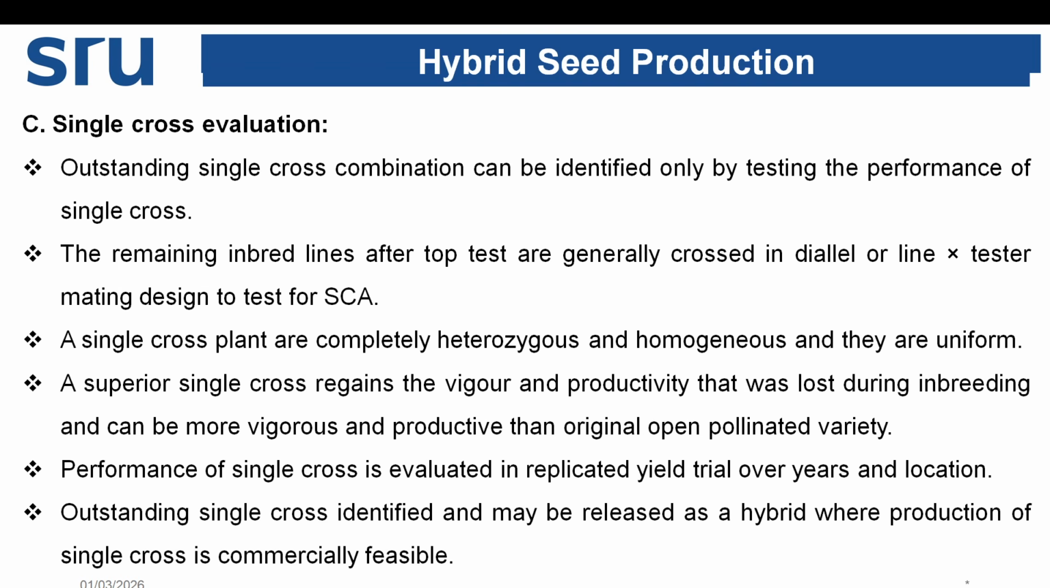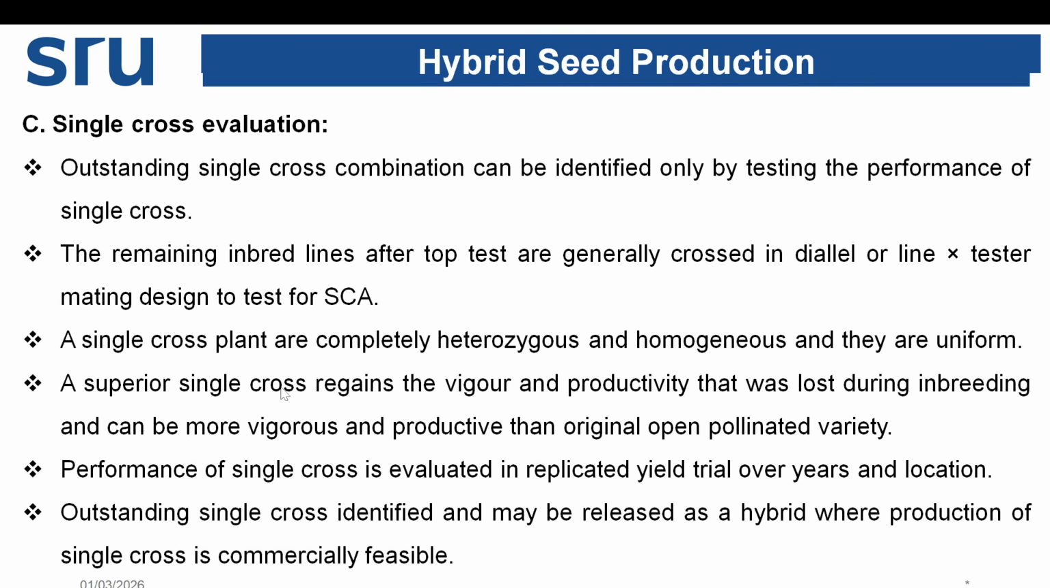Then next, single cross evaluation. Outstanding single cross combinations can be identified only by testing the performance of single crosses. The remaining inbred lines after the top cross test are generally crossed in a diallel or line x tester mating design to test for SCA, specific combining ability. Single cross plants are completely heterozygous and homogeneous. That means they are genetically similar and uniform.